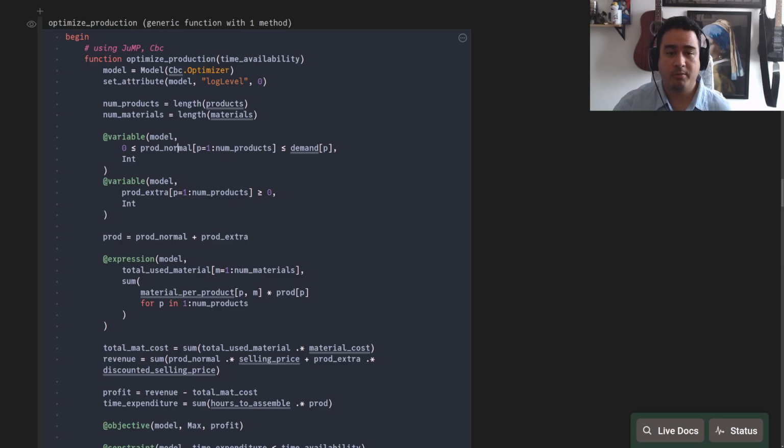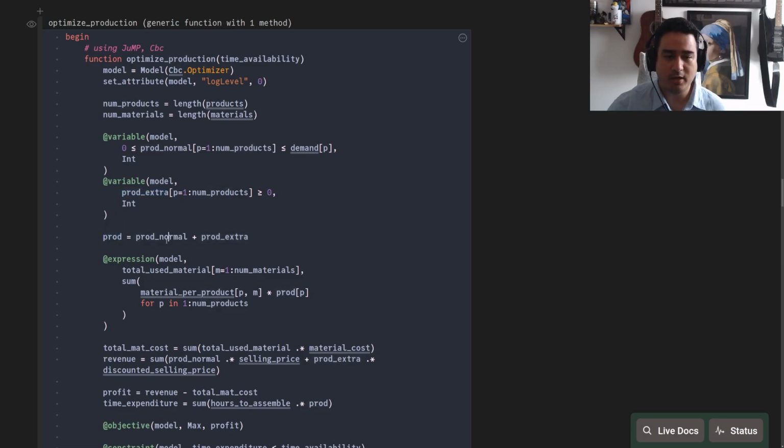So the prod normal is a new variable. It is limited by 0 below and by the demand P above. Notice the demand is already here because it's a constraint on the variable. And one way of constraining the variable given the demand is by having P equals, and then you just put the variable here in the demand vector. The prod extra is P equals 1 to known products. Again, not a lot going on here.